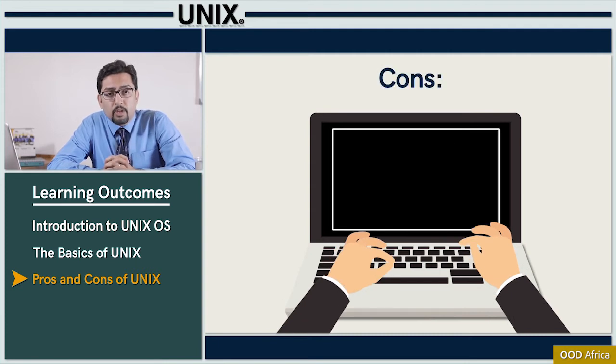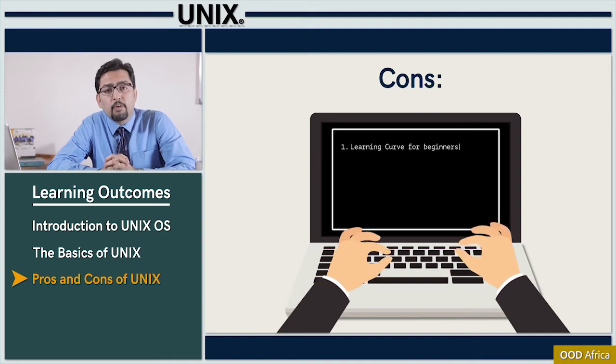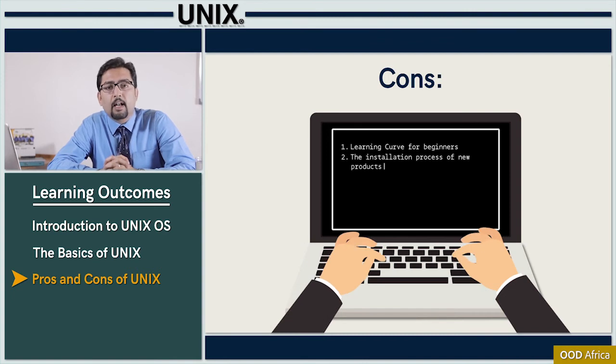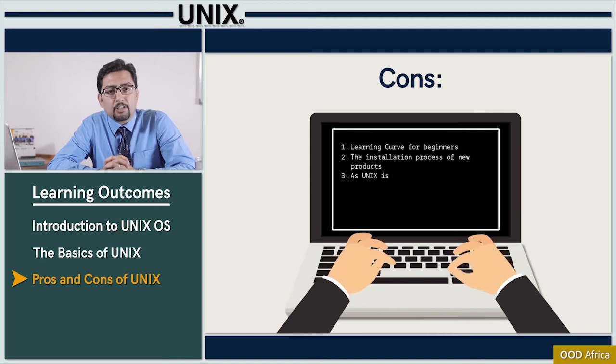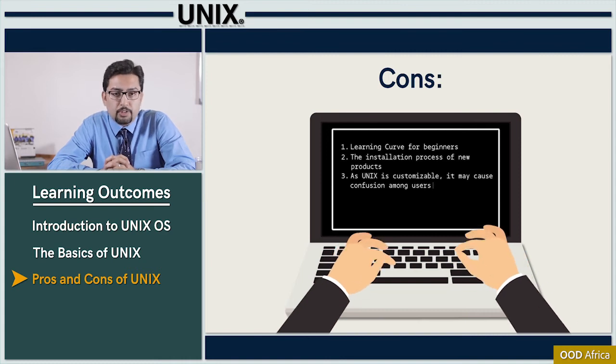The cons of the OS are: number 1, the command nature of Unix system presents a learning curve for users more familiar with graphical user interfaces. Number 2, the installation process of new products and updates is very complicated, unlike other OS. Number 3, as Unix is customizable, different dialects of Unix have sprung up, which may cause confusion among users.